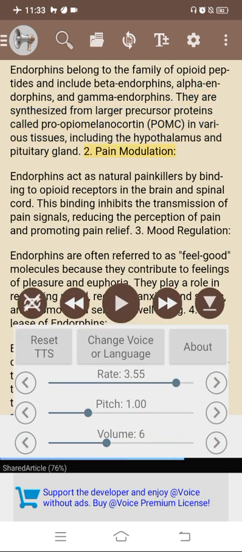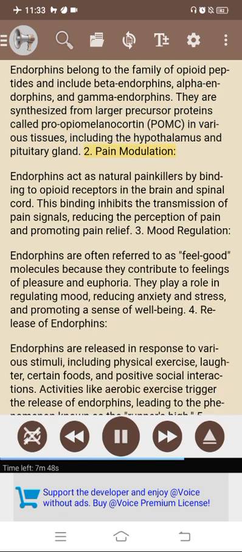2. Pain modulation. Endorphins act as natural painkillers by binding to opioid receptors in the brain and spinal cord. This binding inhibits the transmission of pain signals, reducing the perception of pain and promoting pain relief. 3. Mood regulation. Endorphins are often referred to as feel-good molecules because they contribute to feelings of pleasure and euphoria. They play a role in regulating mood, reducing anxiety and stress, and promoting a sense of well-being.